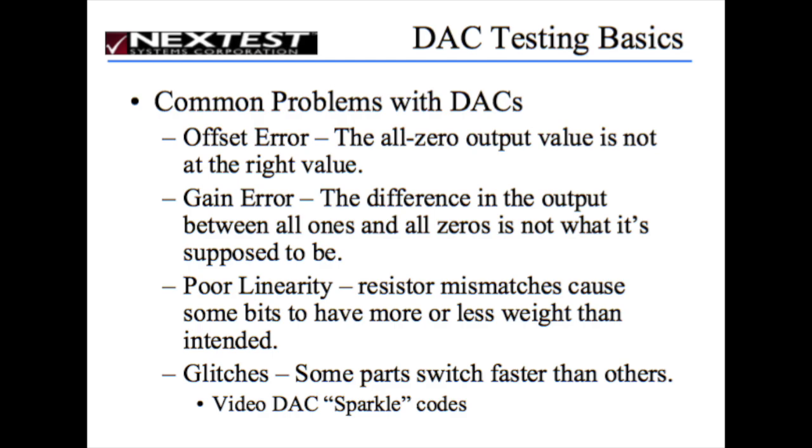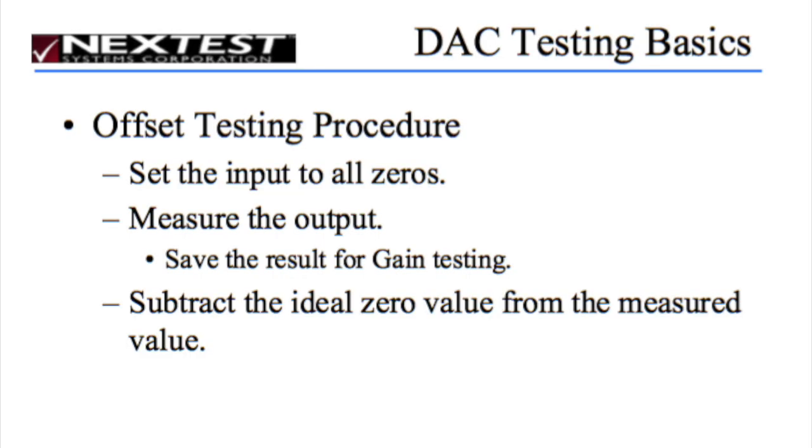And glitches. Some parts switch faster than others, and in the case of video DACs, we call them sparkle codes because they make little sparkles on the screen, and we don't want sparkles on the screen. I mean, you're paying good money for a TV that doesn't have any sparkles in it. Back in the old days, that was a problem. Not today though.